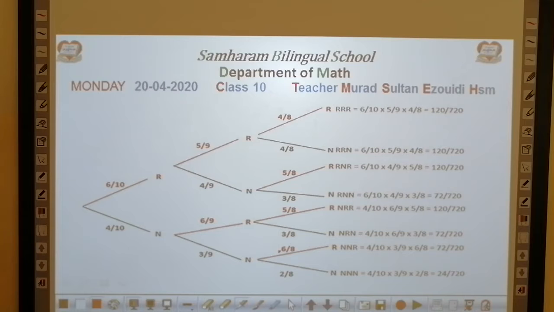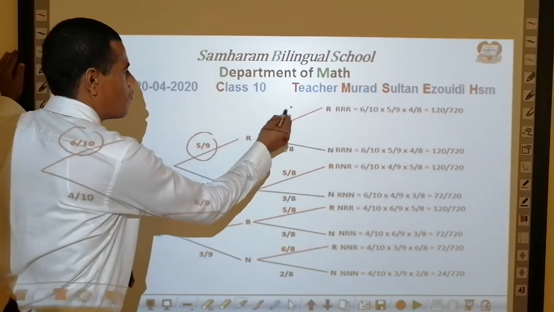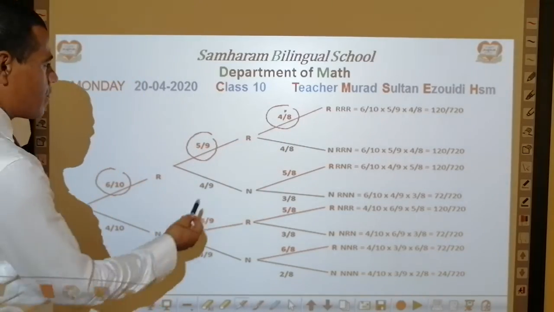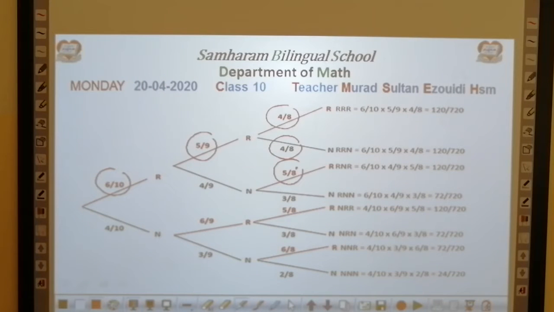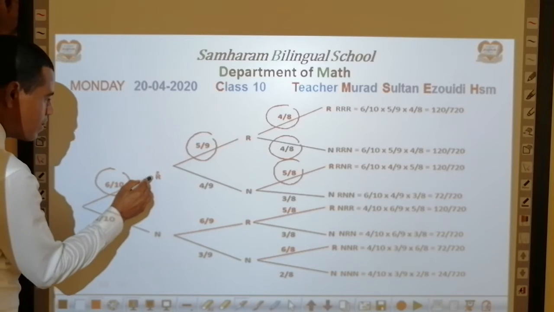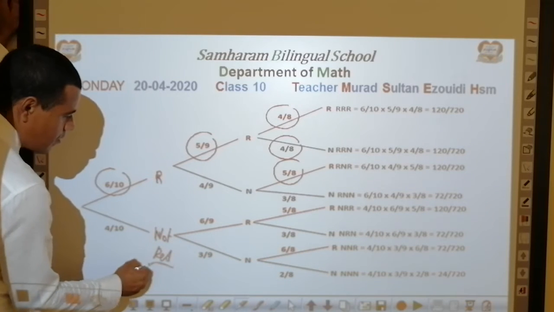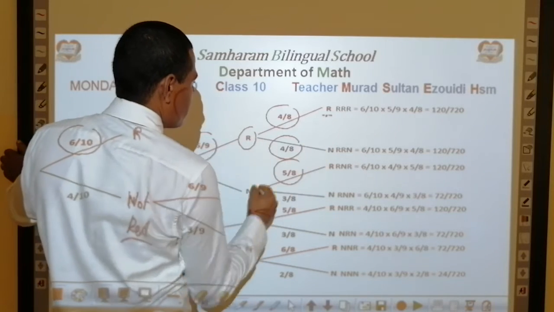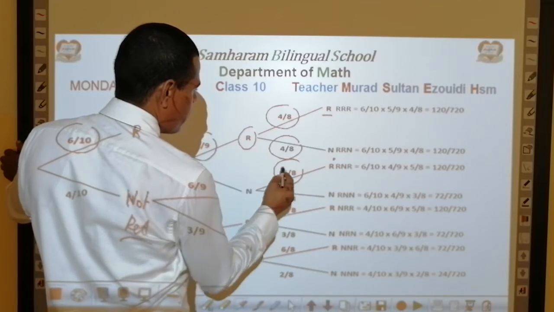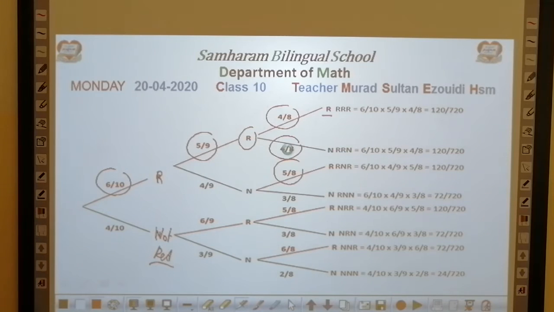So we told that the first one is 6 over 10, then 5 over 9, then 4 over 8. Then the next is 4 over 8, 5 over 8. Then 4 over 9, 6. Okay, so what does this mean, my kids? This is not R, not red. Then this is 4 over 8. This is red. Then red, not red. It will be 4 over 8. Then, okay, we continue.